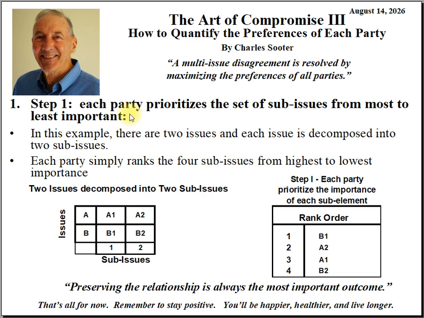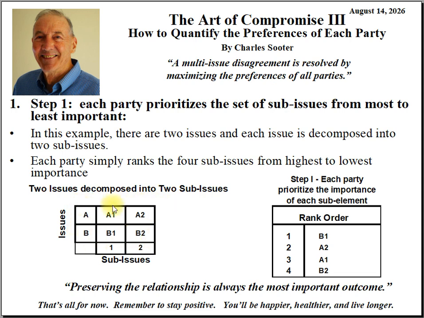And so we have step number 1. We have an issue where there are two issues, and each issue is decomposed into 2 sub-issues, as shown here below. Issues A and B, and sub-elements 1 and 2. So we have A1, A2, B1, B2.